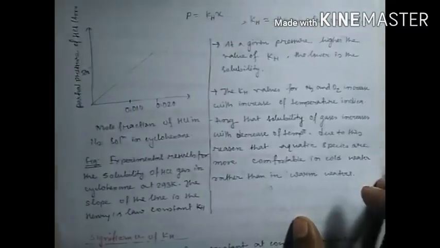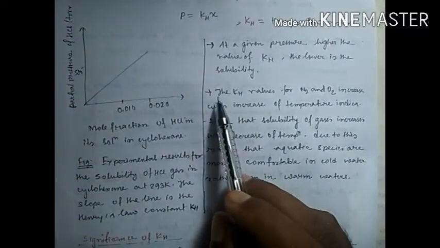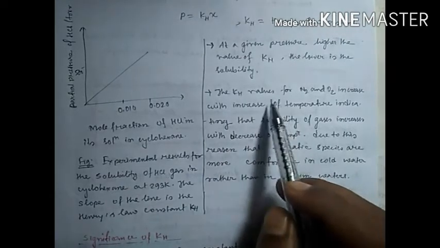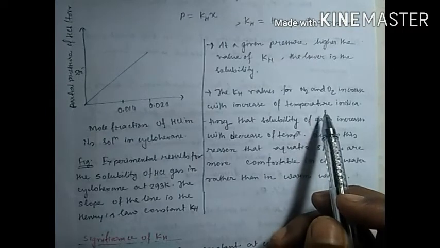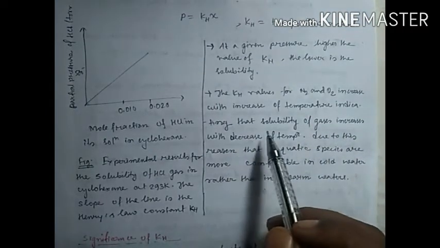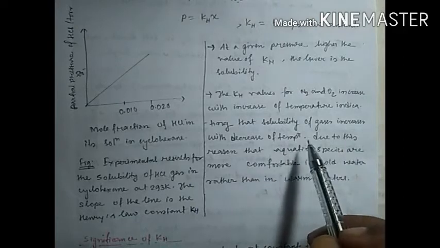Next, a very important concept is this. The Kh value of nitrogen molecule and oxygen molecule increases with increase in temperature, indicating that solubility of gas increases with decrease in temperature. How?